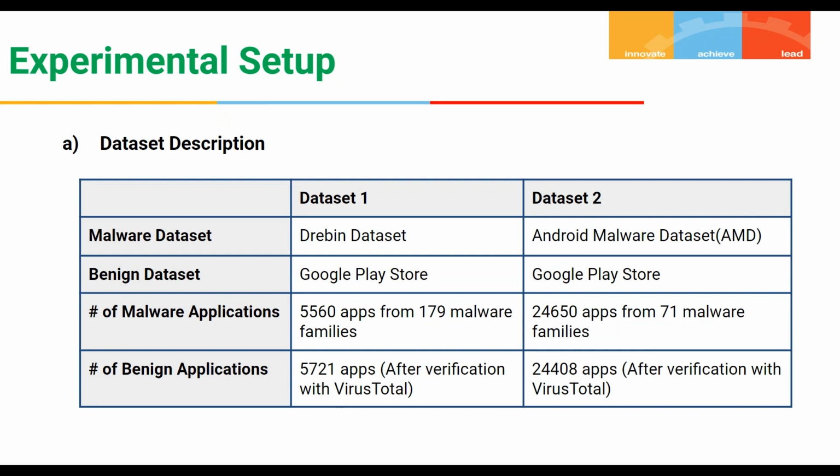Coming to the experimental setup, we considered two data sets. The first data set used Debian as its malware data set, and the second data set used the Android Malware Dataset, AMD, as its malware data set. The benign applications were downloaded from Google Play Store, and each application was verified using VirusTotal.